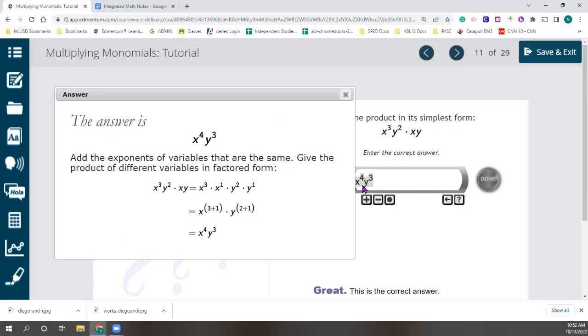If you don't get the right answer and you look at the sample answer, write it down. The writing it down is super helpful.